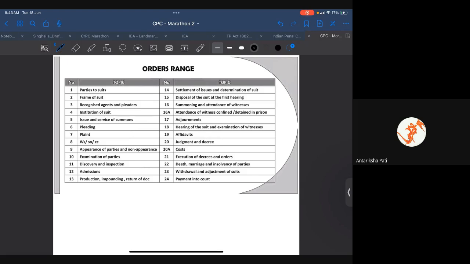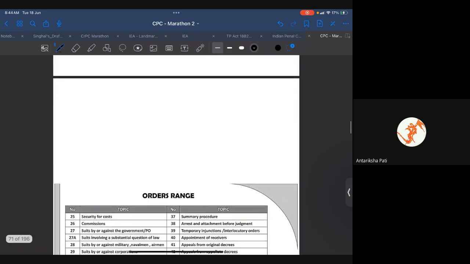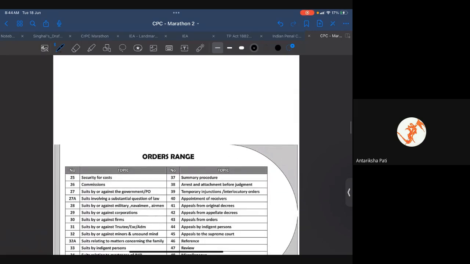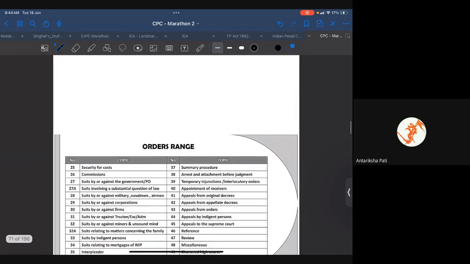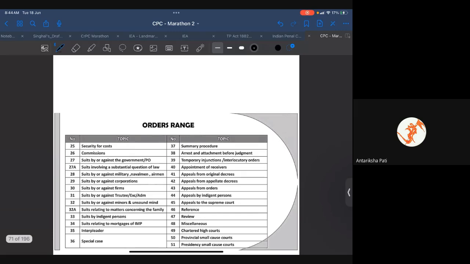14 is settlement of issues and determination of suit. 15 is disposal of suit at the first hearing. 16 is summoning and attendance of witness. 16A is attendance of witness confined or detained in prison. 17 is adjournment. 18 is hearing of the suit and examination of witness. 19 affidavit. 20 judgment and decree. 20A cost. 21 is execution of decrees or orders. 22 death, marriage and insolvency of parties. 23 withdrawal, and 24 is payment into court. 25 is security. Now 26 commission. 27 is government. 28 is substantial question of law.